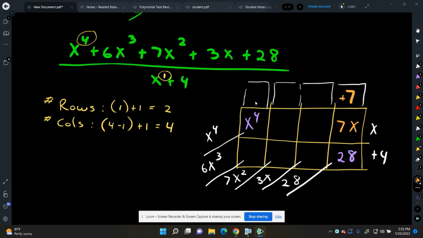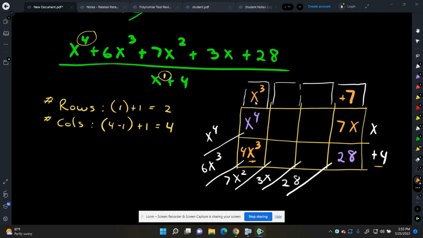Now let's go to the other corner. What did I have to multiply this x by to get x to the 4th? Well, that would have to be x to the 3rd. So now I have x to the 3rd. Come down here to this box. X to the 3rd times 4 gives me 4x to the 3rd.